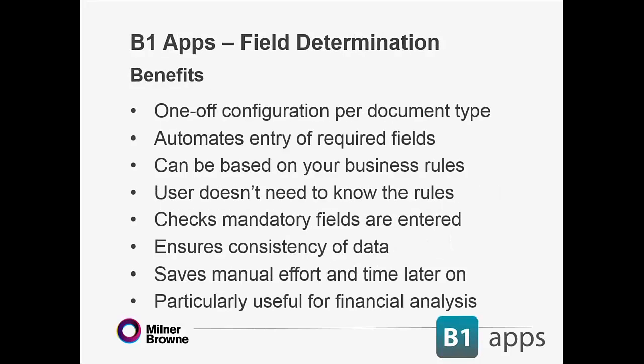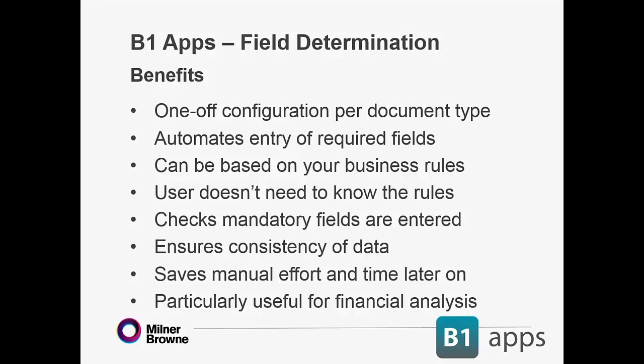Okay, so what can we do with the B1 Items Field Determination module that will help you to overcome some of these issues? So for example, we have a one-off configuration that you can set up per document type, so for example for a sales order or a quote or an invoice. It then automates entry of those required fields. Once the configuration is done, you don't have to remember to enter a particular field going forward. It will take care of that for you.